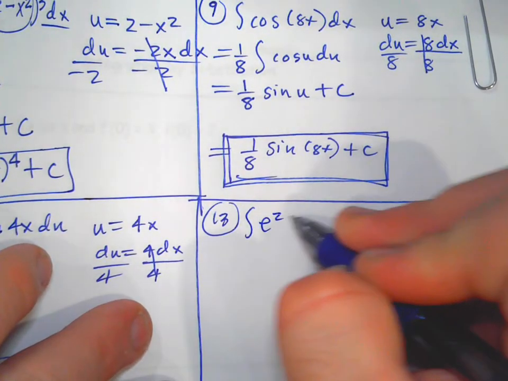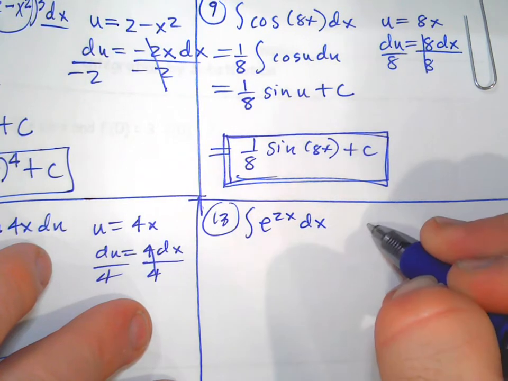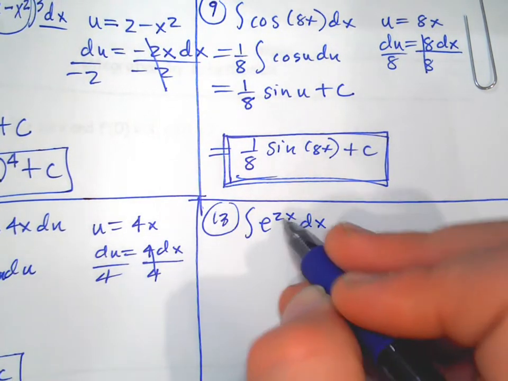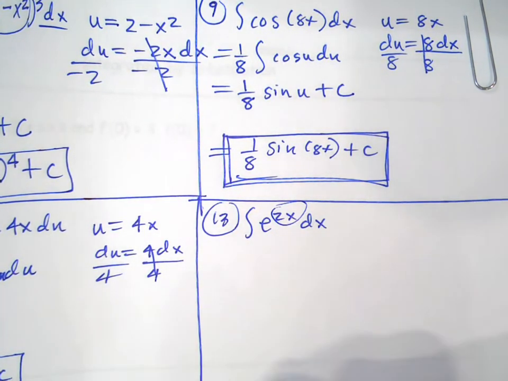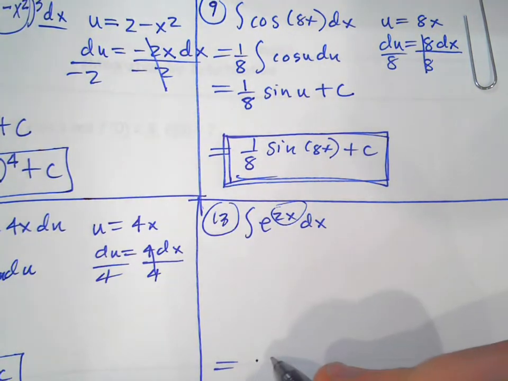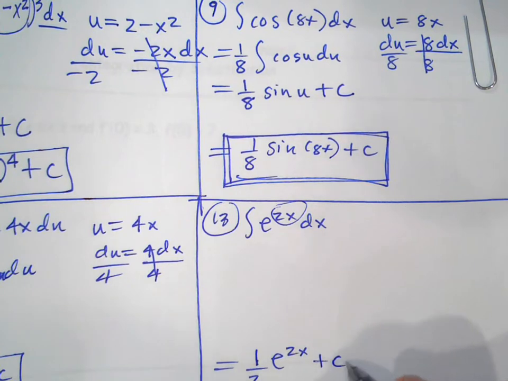Integral of e to the 2x dx. Again, this is one of those ones where it's just an extra number in the inside. That's easy. I'm going to say it's going to be e to the 2x, but an extra 2 is going to pop out that I want, so I can divide by it. Done.